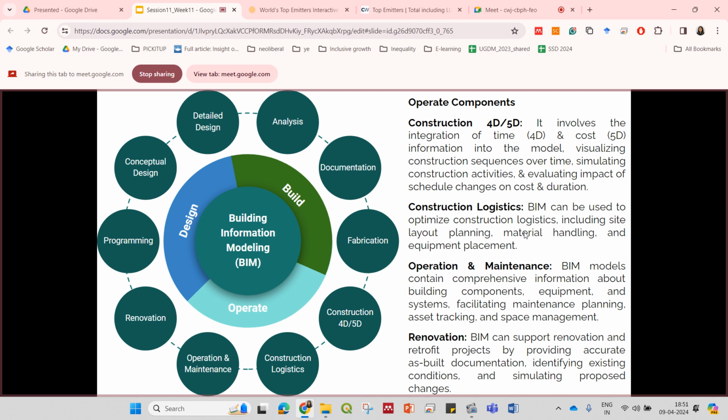BIM, as I mentioned earlier, can also support renovation and retrofit projects by providing more accurate as-built documentation, by identifying the existing conditions which need to be attended to, and by simulating proposed changes in the building. So these are all the components of BIM.